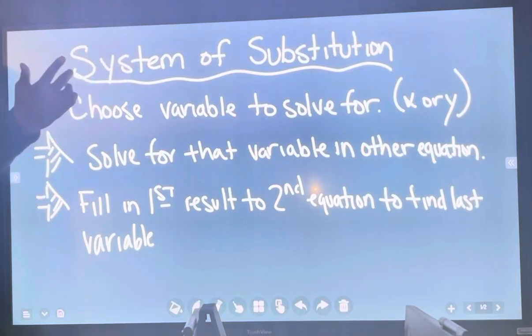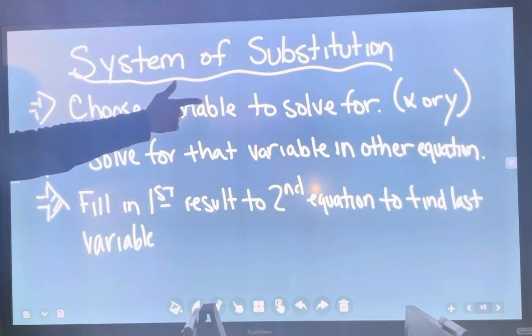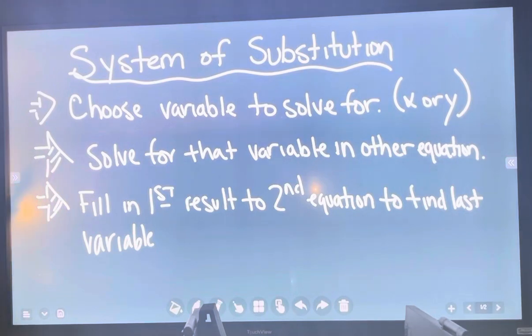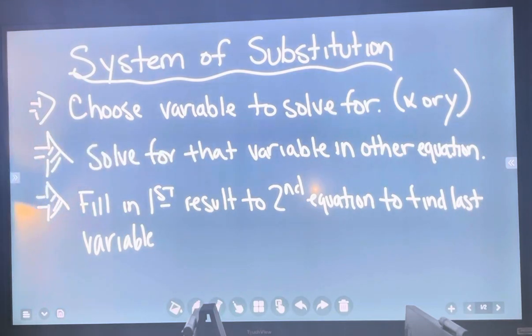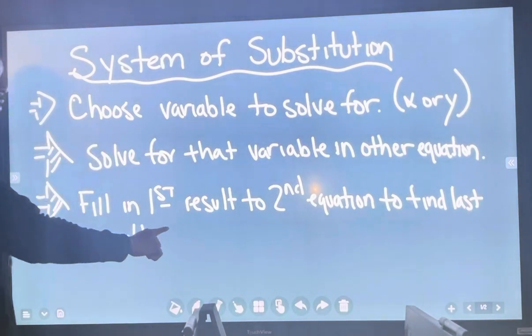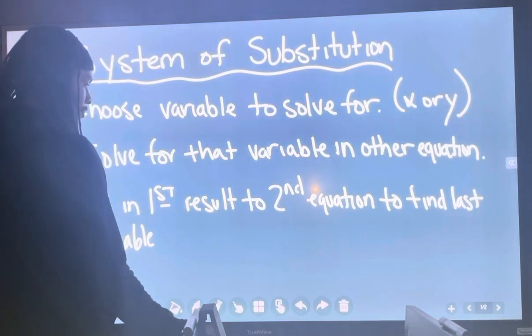First we're going to choose; I'm going to ask y'all whether we do the X or the Y, you decide. Then we're going to solve. If we pick the X, we have to solve for X. Get the value of X and then plug it into the second one. We'll solve for that variable. Then we're going to take that result and plug it back into the second equation to solve for the last Y. Number one.